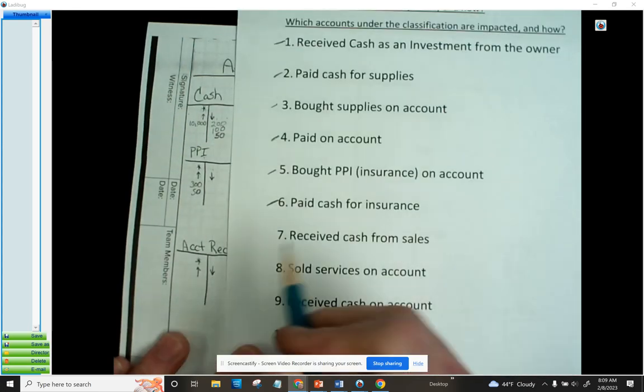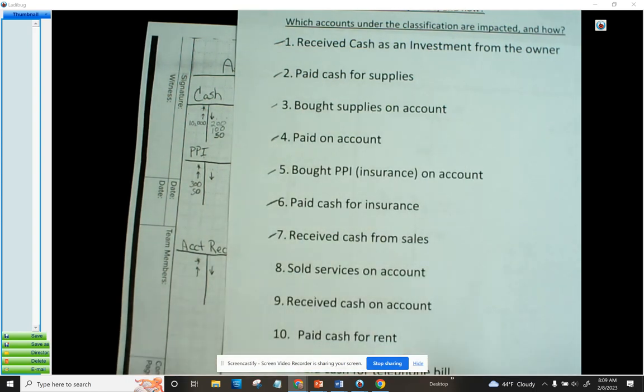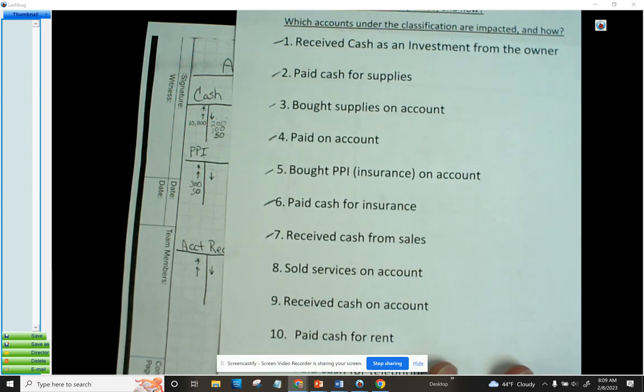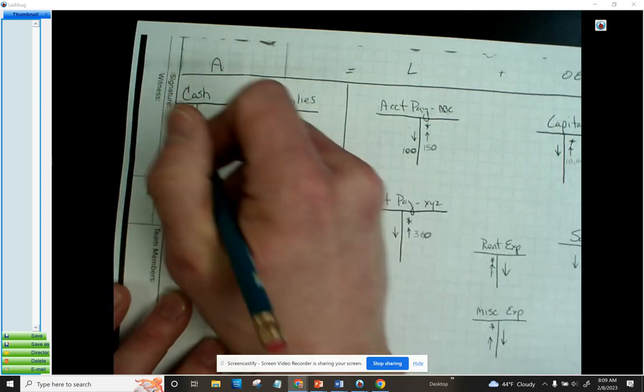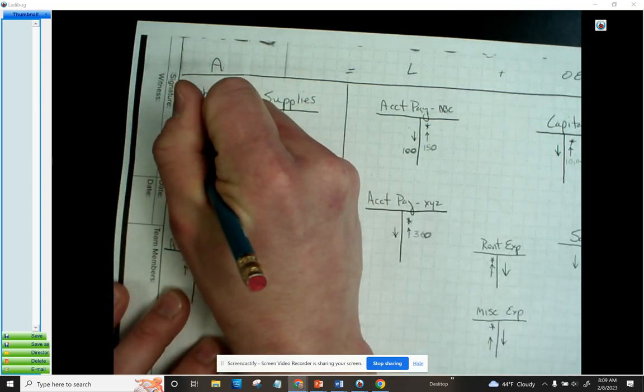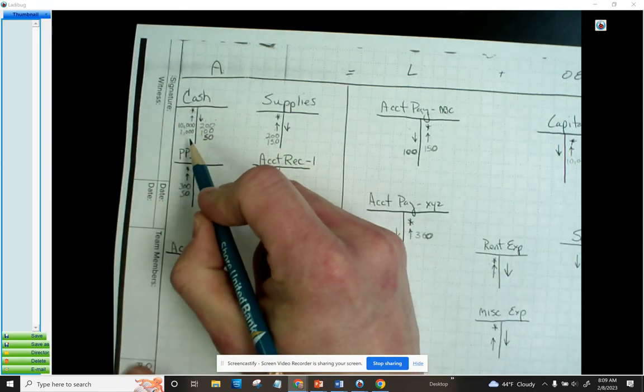Seventh transaction, receive cash from sales. This is the 2-3 section. So if you missed 2-3, this is the section you'd want to pay attention to. Receive cash from sales. Let's say we made a $2,000 sale for cash. Cash goes up with a debit, $2,000.